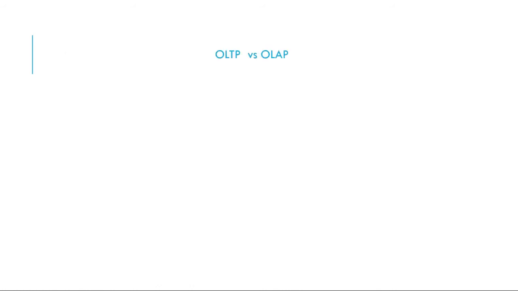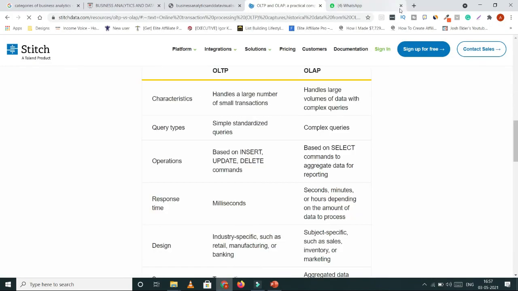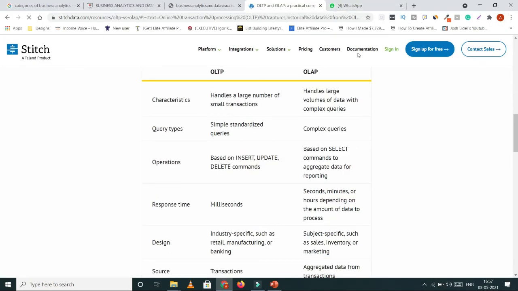Now let's check the difference between OLTP and OLAP. Let me move to the website where we will get all the details. Here we will get all the details of OLTP and OLAP. Looking at characteristics, OLTP handles a large number of small transactions, whereas OLAP handles a large volume of data with complex queries.